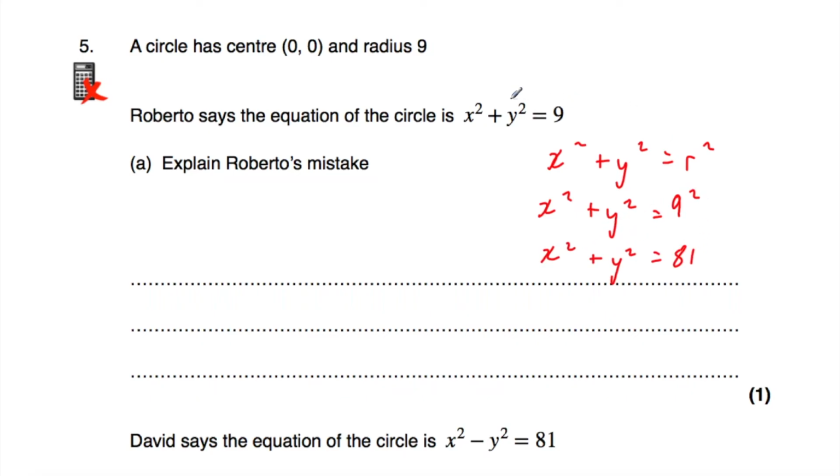If we have a look at Roberto's answer, he's written x squared plus y squared equals 9. He hasn't squared the radius; he's just written down the radius. So let's explain Roberto's mistake. I've just written down that he hasn't squared the radius. It should be x squared plus y squared equals 81.